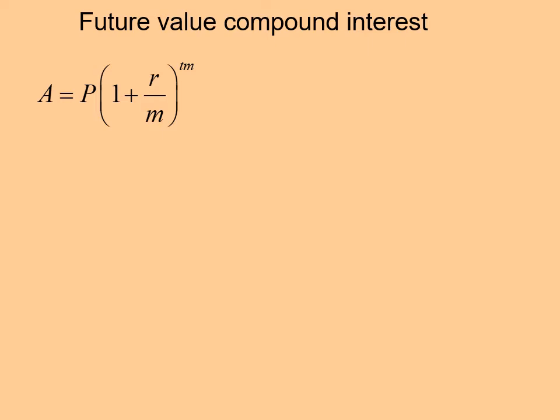Here's the beginning compound interest formula, where A represents the future value, also called the amount. P is the present value, or principal. R is the interest rate. T is the time in years, and M is the method of compounding. So let's put this into our calculator.